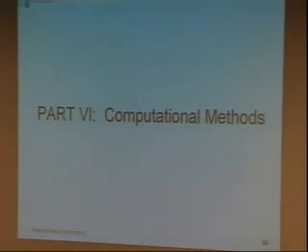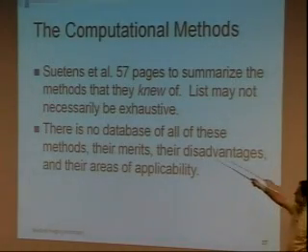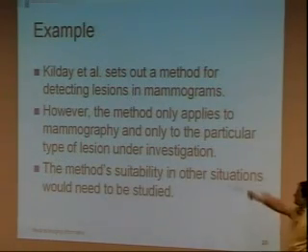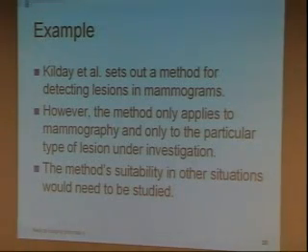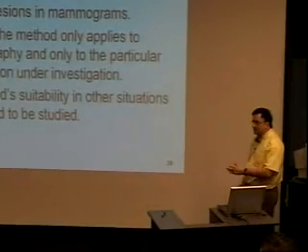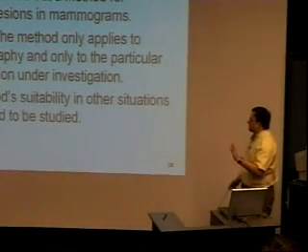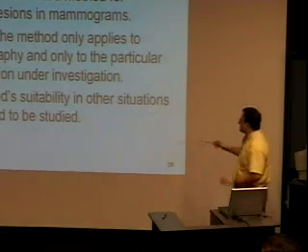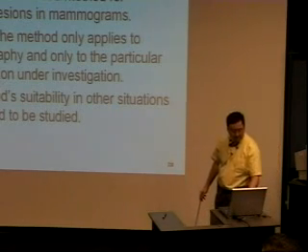So what are some of these computational methods? Well, Suetens and company took 57 pages to summarize the methods that they knew of, and the list may not necessarily have been exhaustive. And 57 pages is very long for a paper. There is no database of all of these methods, their merits, their disadvantages, and their areas of applicability. For example, Kildare and company set out a method of detecting lesions in mammograms. However, the method only applies to mammography and only to the particular type of lesion under investigation. The method's suitability in other situations would need to be studied.